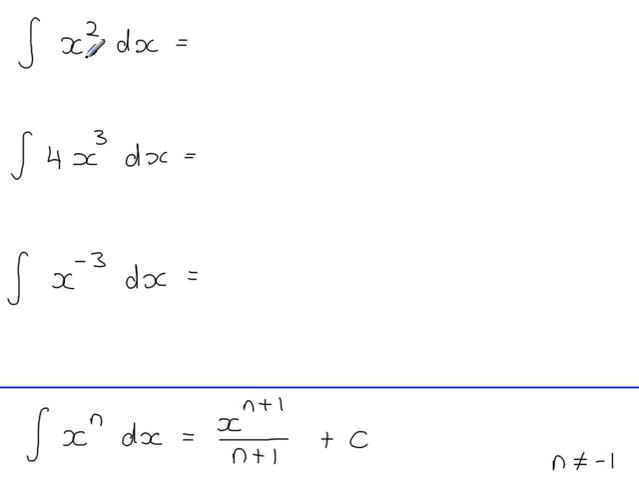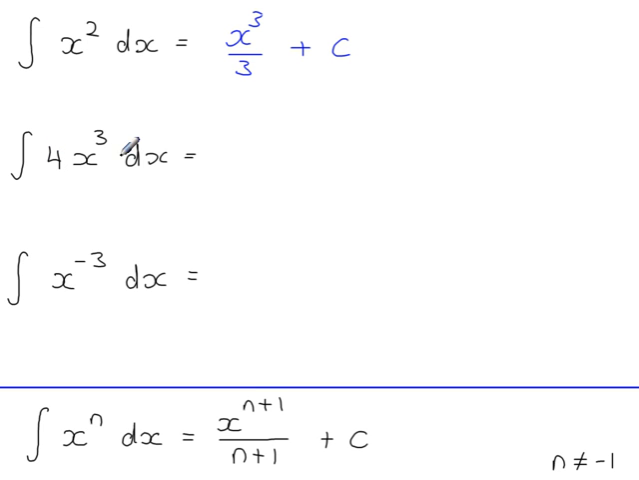Starting with the first one, integrating x squared. So we get x, increase the power by 1, divide by the new power, plus c, the constant of integration. Yet you must add on the constant of integration, c.